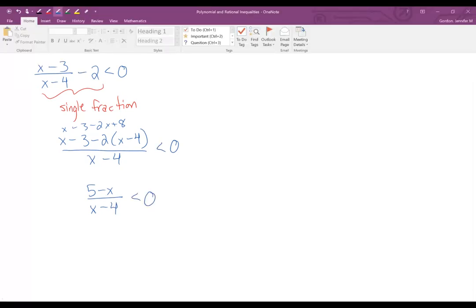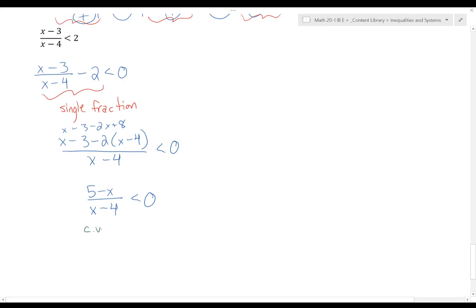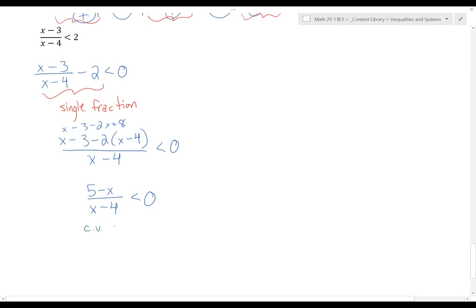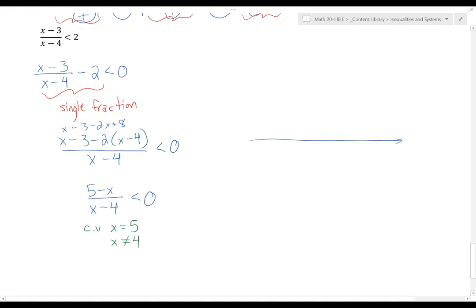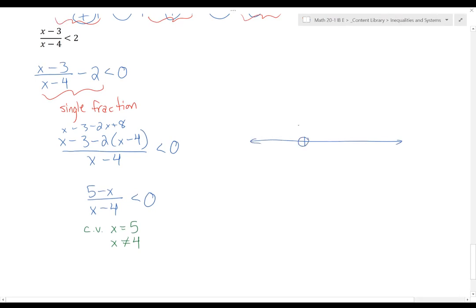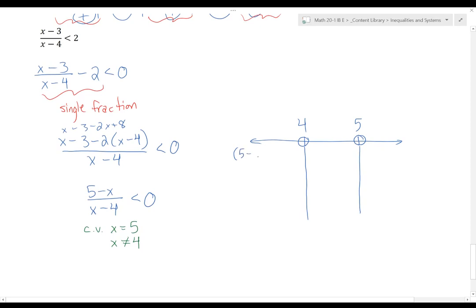So my critical values here, I don't need to factor anything because they're just linear. So my critical value, well, the numerator will equal 0 when x equals 5. And my non-permissible value, x cannot equal 4. So those are my intervals. I've got 4, which can't be included, and I've got 5, which also isn't included because I just have less than, not less than or equal to. 5 minus x is my first factor, and x minus 4.